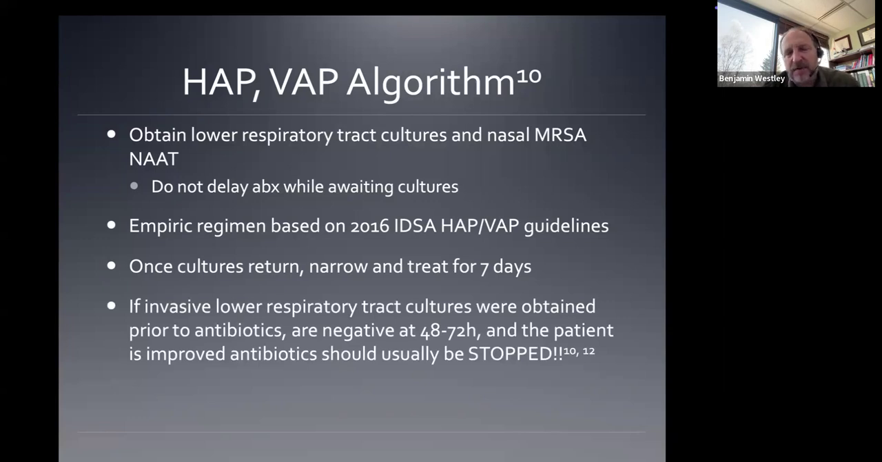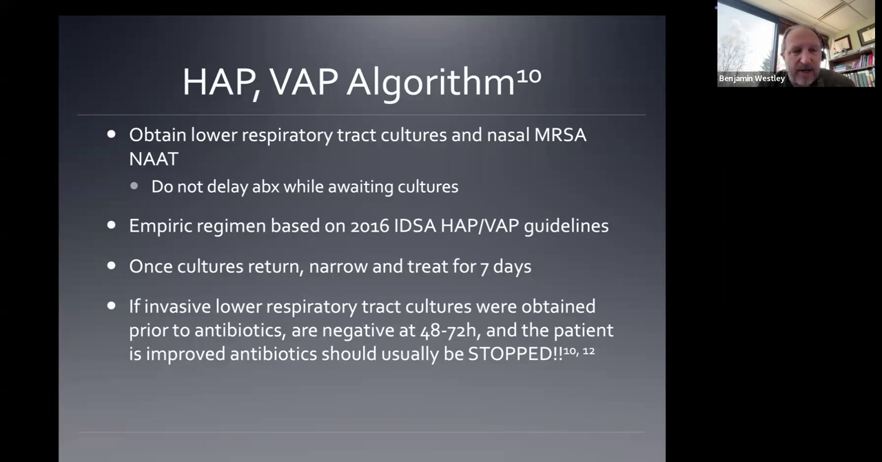It's important to point out, if invasive lower respiratory tract cultures, this could basically be endotracheal cultures or a bronchoscopy culture, are obtained right at the time that pneumonia is suspected, prior to starting the antibiotics, and the cultures all come back negative, as long as the patient is better, typically the antibiotics can be stopped. Those cultures from an endotracheal tube or from a bronchoscopy are very sensitive. It's not common that they don't grow, but sometimes they don't. And if those cultures don't grow, then the antibiotics typically can be stopped at 48 to 72 hours.